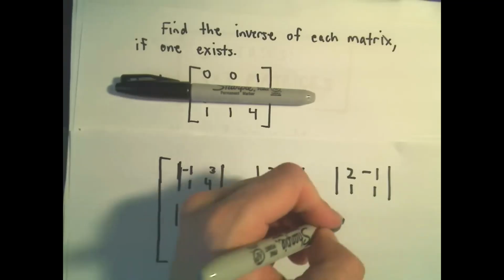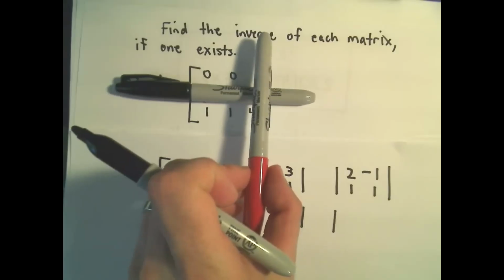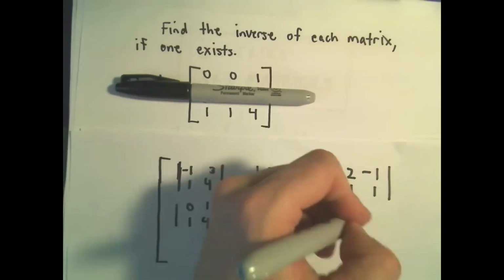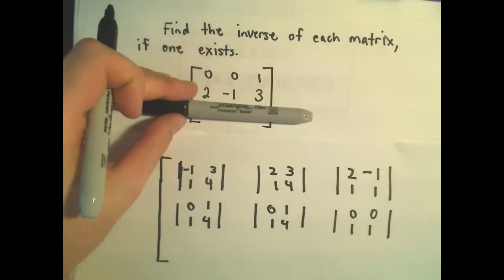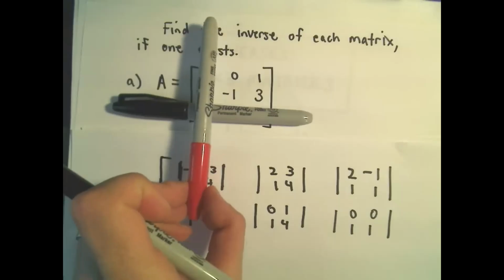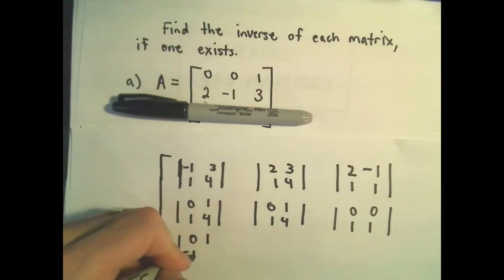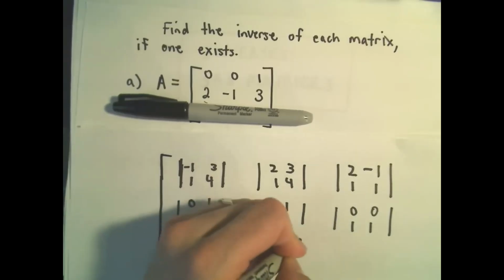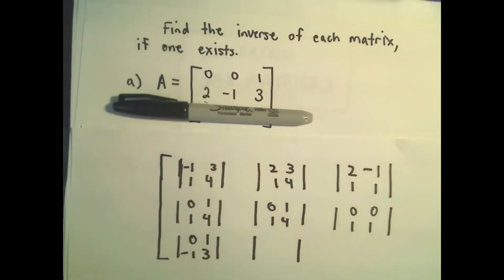Let's see, if we cover up the second row and the third column, it looks like we'll have 0, 0, and 1, 1. And lastly, if we cover up the third row and the first column, it looks like we'll be left with 0, 1, negative 1, and 3. If we cover up the third row and the second column, we'll be left with 0, 1, 2, 3.